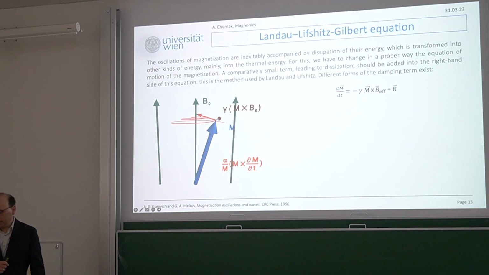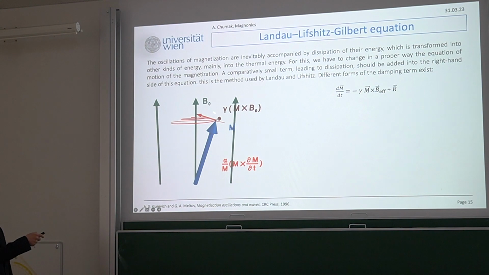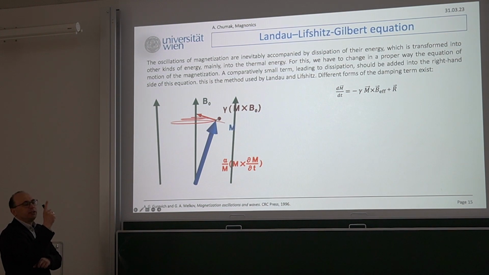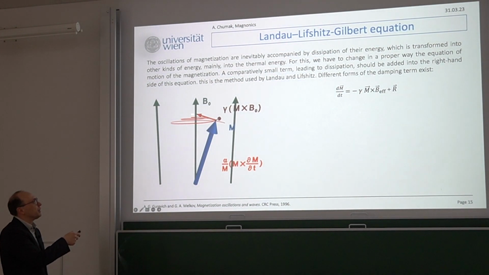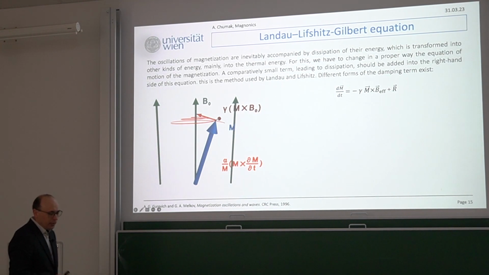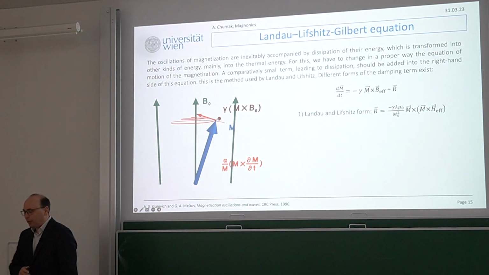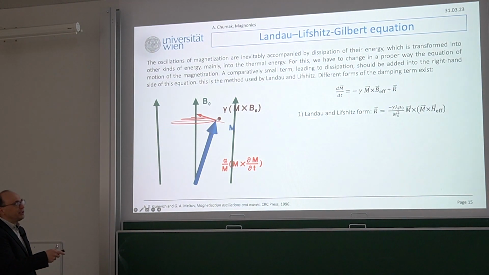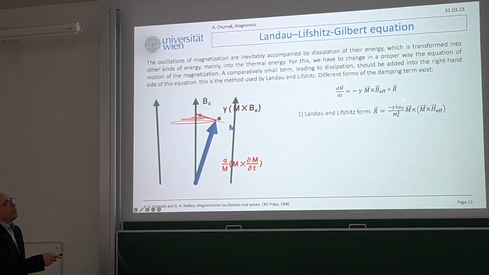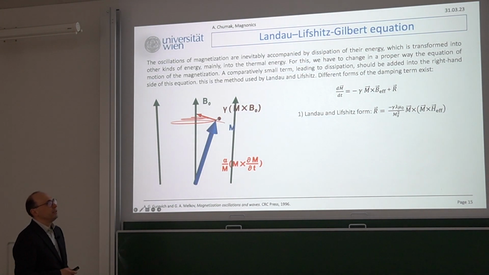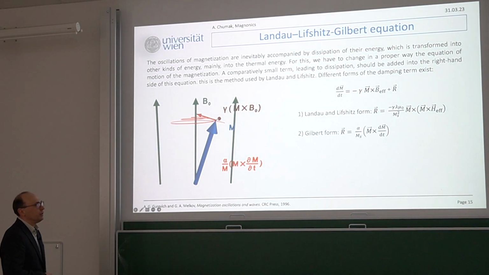And this damping term, as we have seen already in the starting lecture, describes the physics that after we excite magnetization precession, there will be no precession after some time. So it describes this motion like a spiral. There are different ways to describe this term R, the damping term. One of them was originally written by Landau and Lifshitz, and here it's written as M cross product H effective. And here there is a parameter lambda, which describes how strong the damping is in your system, and it's all normalized by Ms squared and so on.